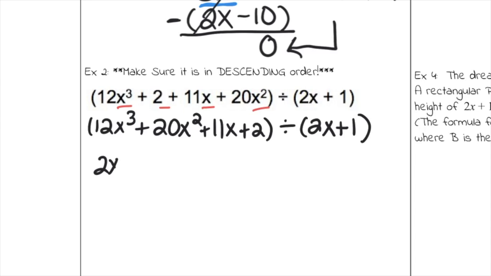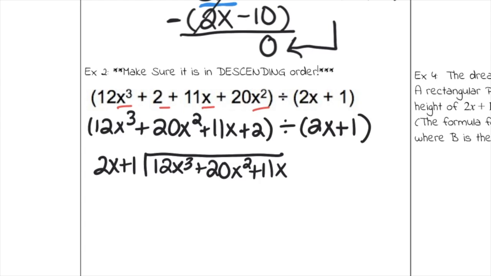So I'm going to do 2x plus 1, and I'm going to put in my dividend inside. And at that point, I'm going to start the process again. What do I need to multiply 2x by to give me 12x cubed? So 2 times 6 will give me 12. And then x times x squared will give me x cubed. So we're going to take this 6x squared and we're going to multiply it by the 2x and the 1. So that's going to give me 6x squared times 2x is 12x cubed, which is what we want.